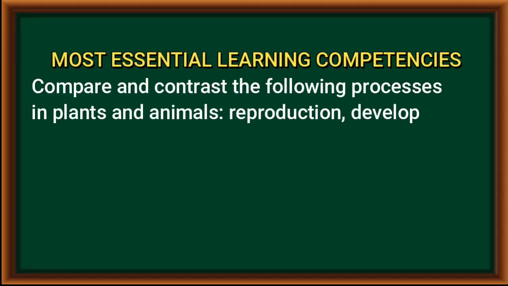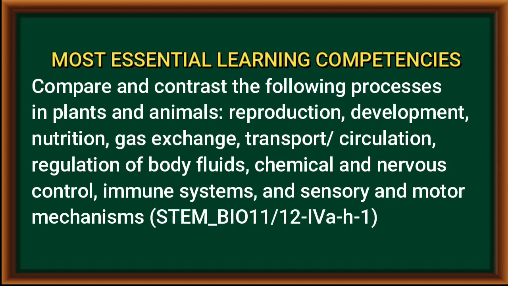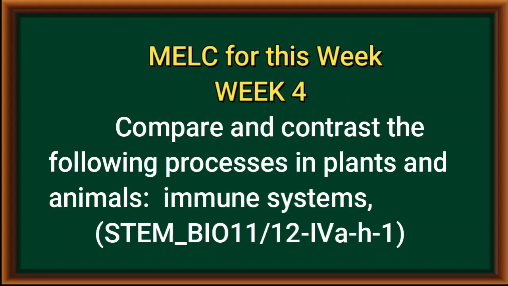This is the most essential learning competency: compare and contrast the following processes in plants and animals: reproduction, development, nutrition, gas exchange, transport, circulation, regulation of body fluids, chemical and nervous control, immune systems, and sensory and motor mechanisms. The MELC for this week, or week 4, is to compare and contrast the immune systems of plants and animals.